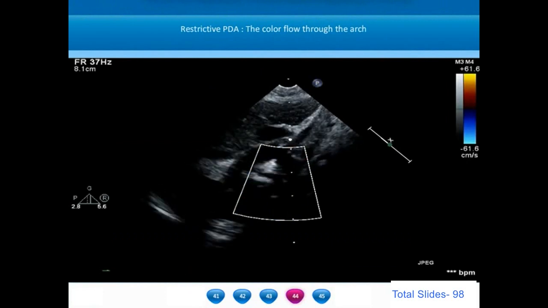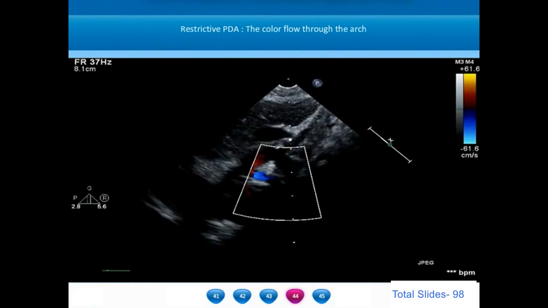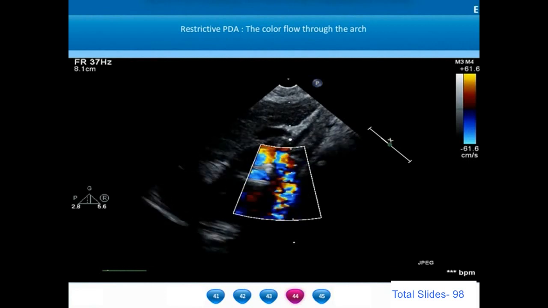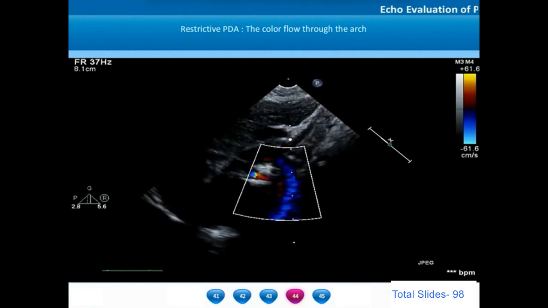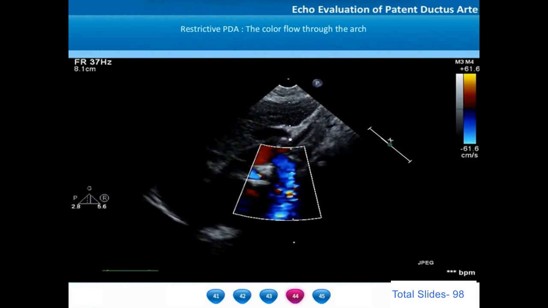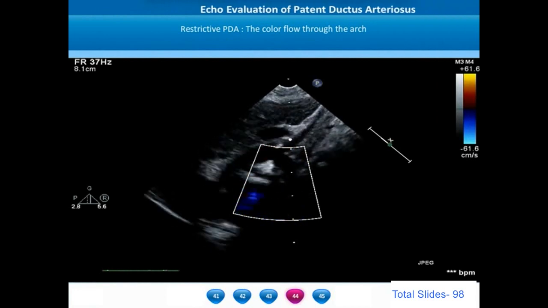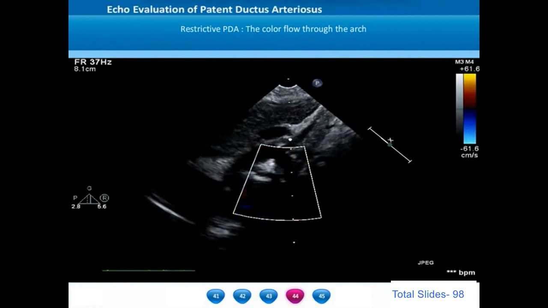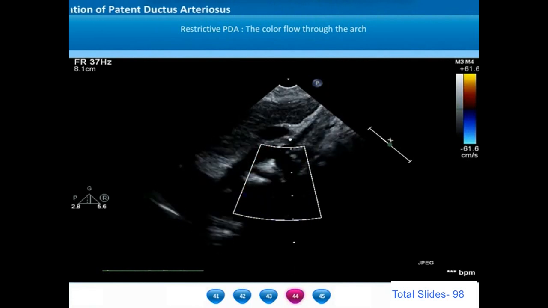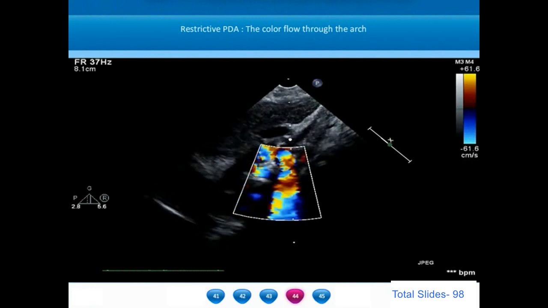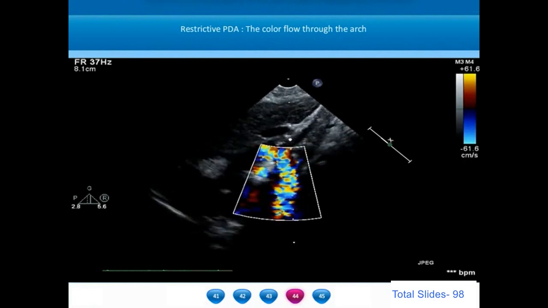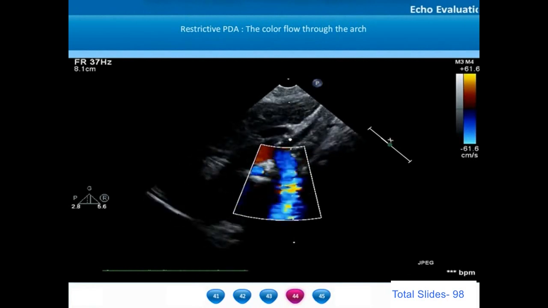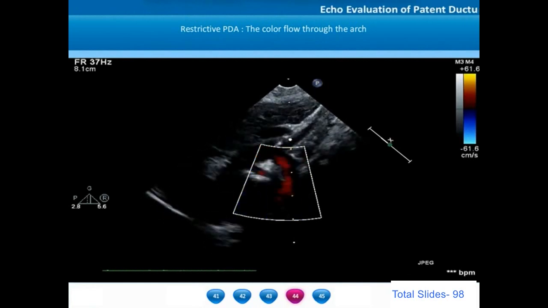From the suprasternal view, when we visualize the entire long axis of the aortic arch, we see the ascending aorta, the arch, descending aorta, and the arch branches. We notice that the flows in the proximal descending thoracic aorta is normal. There is no diastolic flow reversal. Lack of a diastolic flow reversal is a feature of a restrictive small PDA. If the PDA is larger, there will be diastolic flow reversal in the descending thoracic aorta back into the ductus.